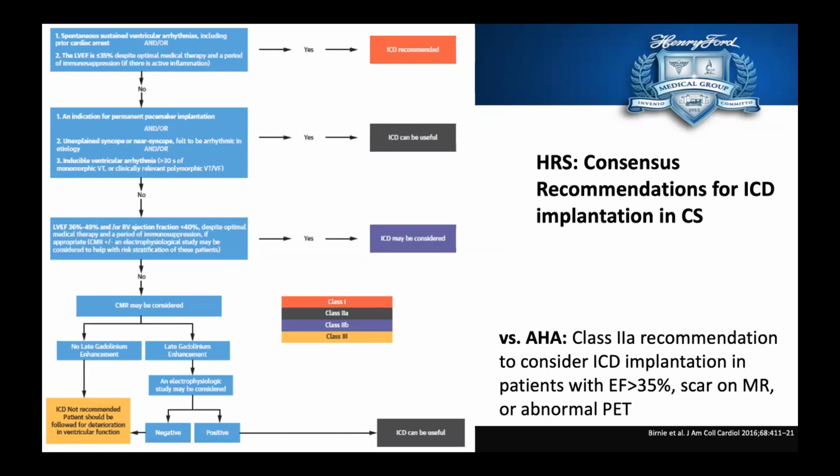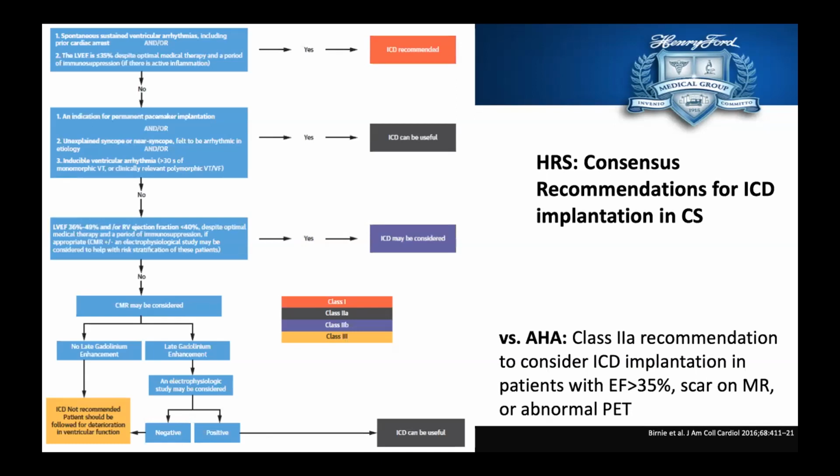Class 2A recommendation, if you have an indication for a permanent pacemaker and/or any unexplained syncope or even an inducible ventricular arrhythmia. And then class 2B, this is where HRS differs from the American Heart Association. My point on the bottom right is that an ICD may be considered, so class 2B here and class 2A with AHA, if your EF is greater than 35%, if there's a scar on an MRI or an abnormal PET scan.